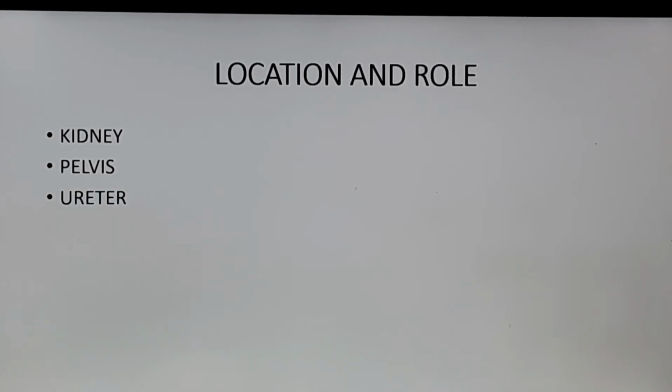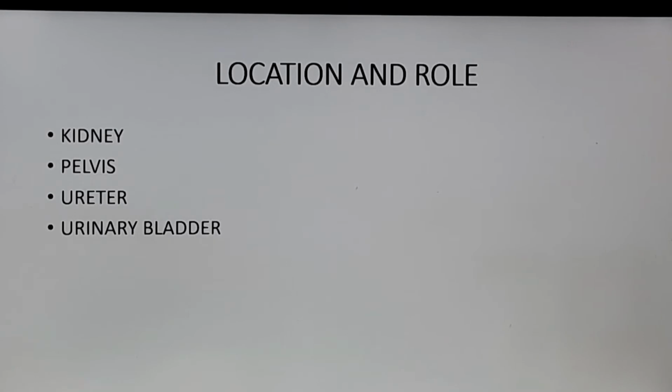Ureter: it is a tube that connects the kidney with the urinary bladder. The role of the ureter is to carry urine from the kidney to the urinary bladder for temporary storage. Urinary bladder: it is a sac-like structure present in the abdominal cavity, and its function is to store urine temporarily.